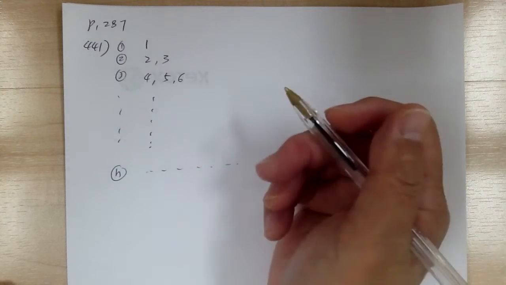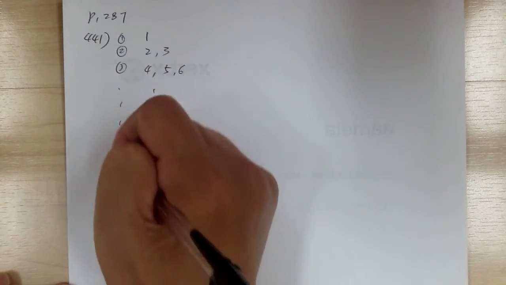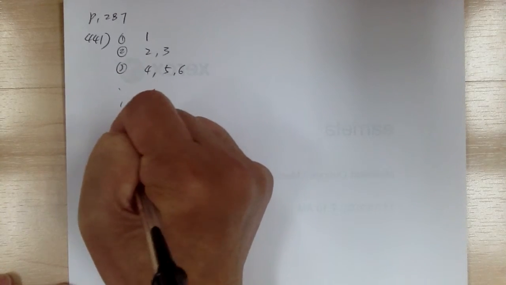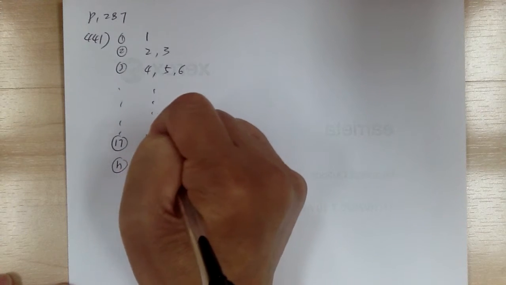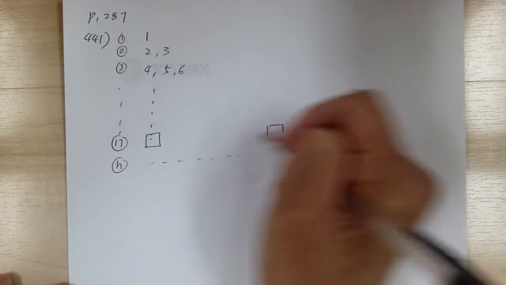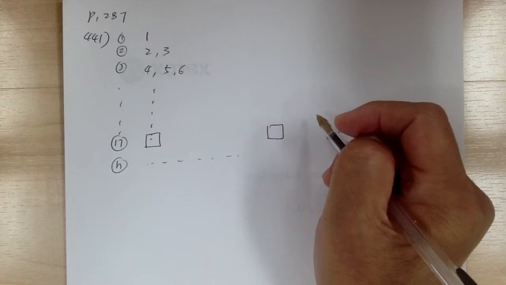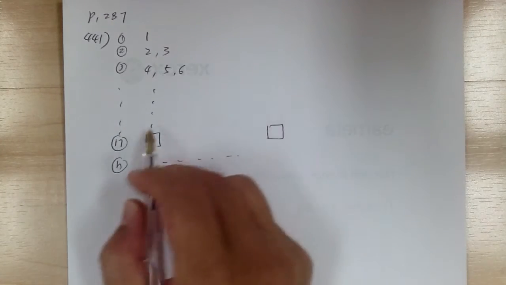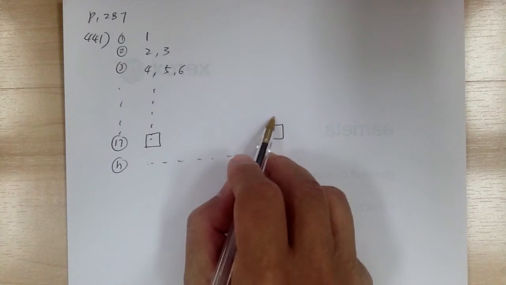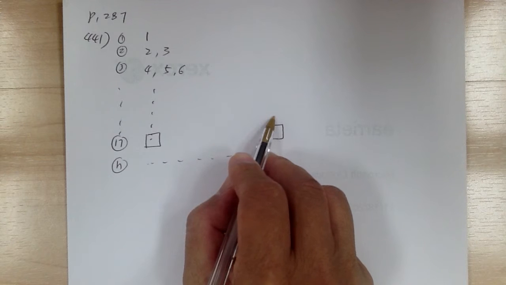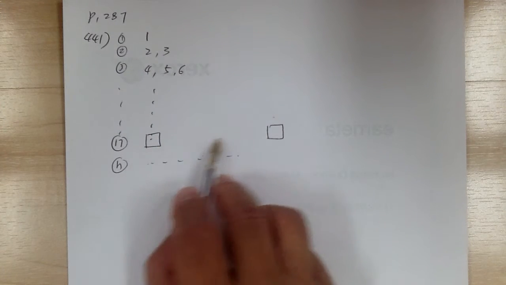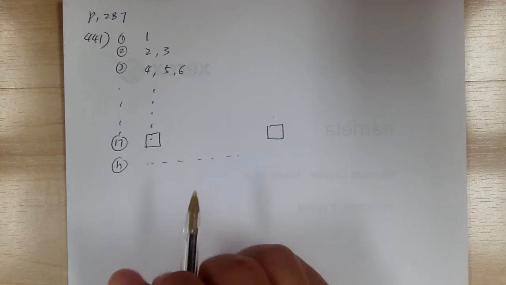Okay, so for 17, what is the sum of this number and this number over here? Well, first we need to find out line 16. So where does it end? And therefore we can find this number and we can find out where this number is.